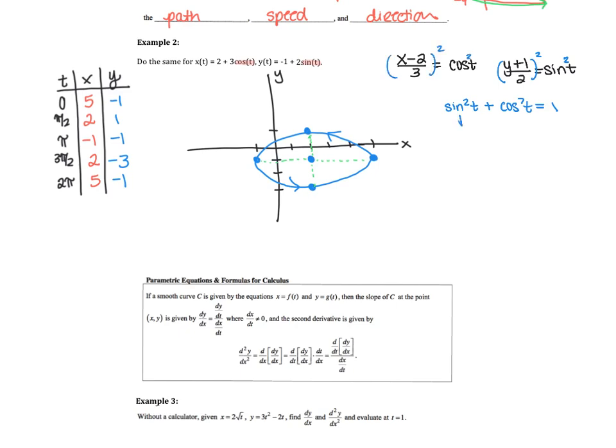And that will give me sine squared of t is y plus 1 squared all over 4. And cosine squared of t is going to be equal to x minus 2 squared all over 9, which equals 1. And then typically with an ellipse, I'll have my x in front of my y. But you can see this is standard notation for an ellipse. I can see the center of my ellipse is 2, negative 1, just like I thought it was going to be.